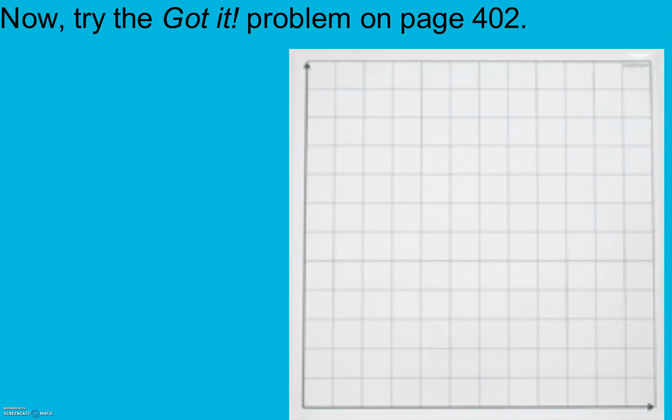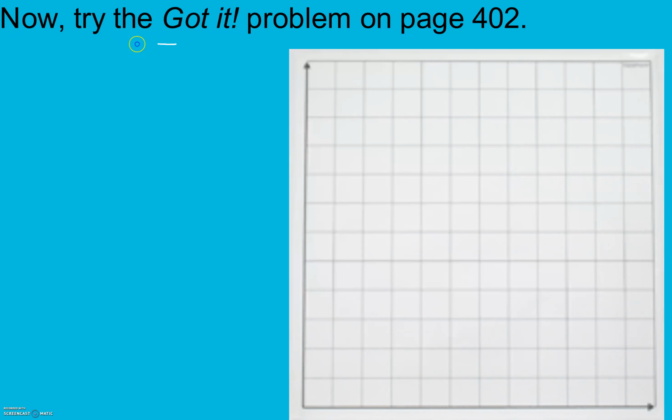Finishing up section 6.6 here, we're going to do the got it problem on page 402. It says, you want to build a fence for a rectangular dog run. You want the run to be at least 10 feet wide. The run can be at most 50 feet long. You have 126 feet of fencing. What is a graph showing the possible dimensions of the dog run?